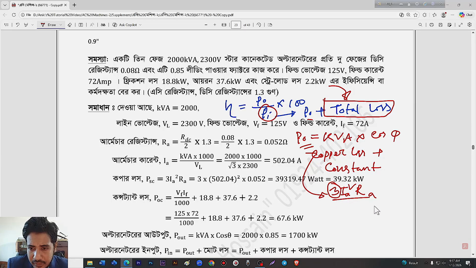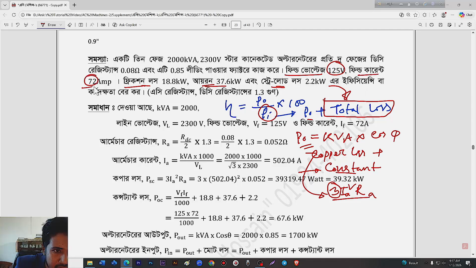Now the question is, what is the constant loss? Constant loss means, as given here, friction loss, iron loss, steel loss. The addition of these types of loss is called constant loss, and another important loss that will be constant loss is the field current loss. You can see here the given field voltage 125 volt and the field current 72 ampere. So the field loss, that is constant loss.